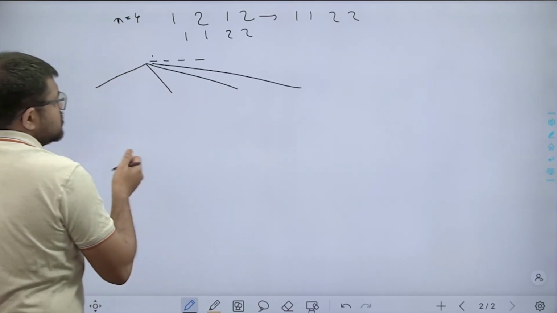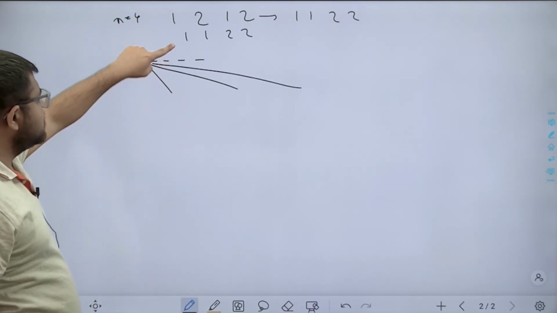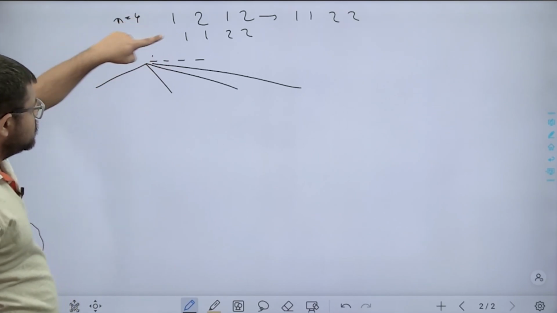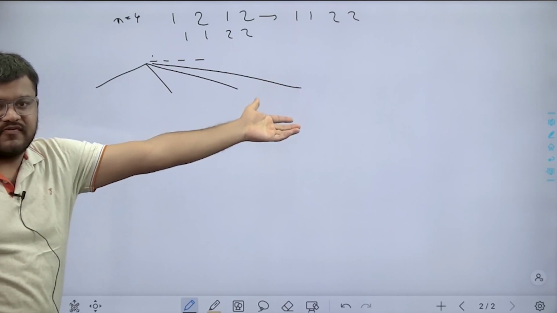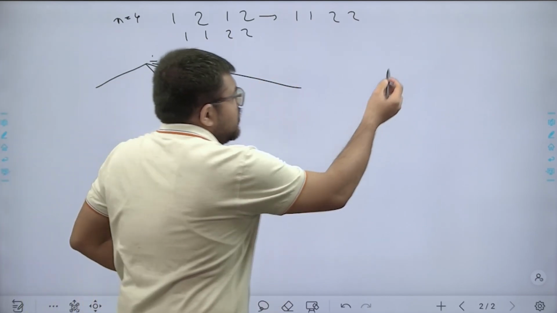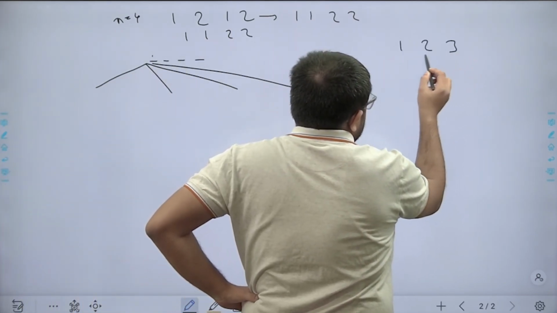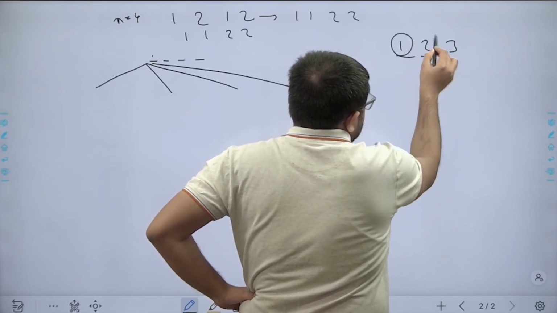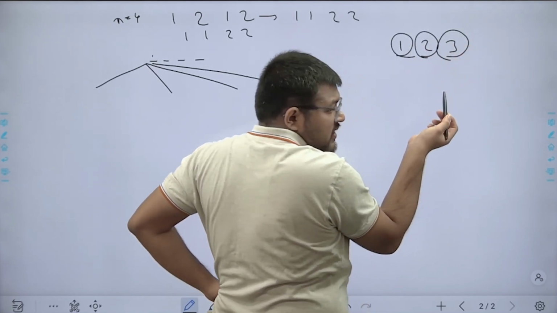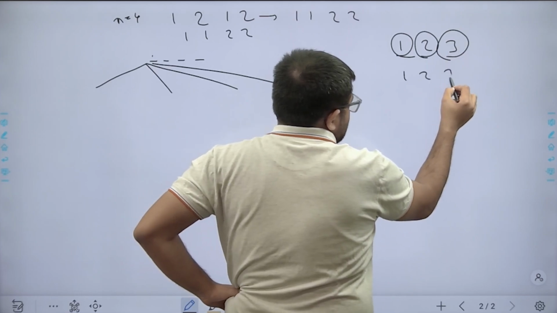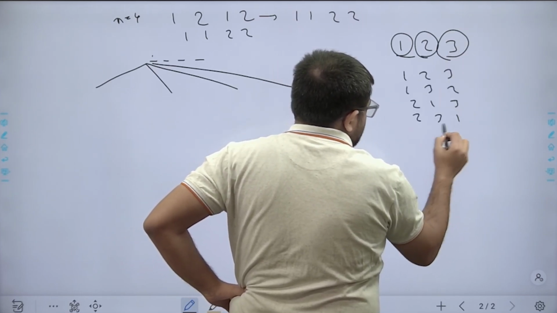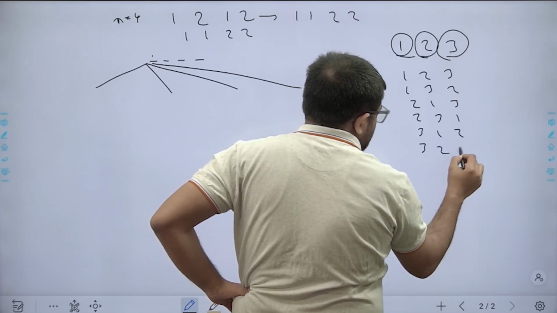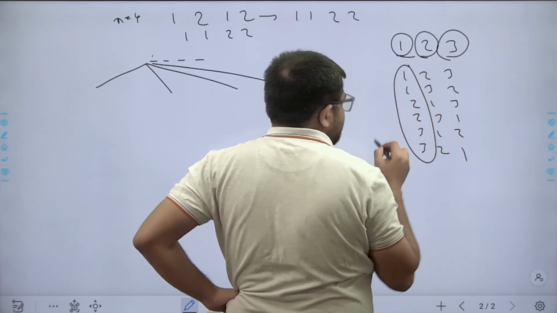In the first recursion call, I will use a for loop in which I will first place this at the first position, then this at the first position, then this, and then this. Are you getting my point? If I have 1, 2, and 3, 1 can be at the first position, or 2, or 3, because I can have 1, 2, 3; 1, 3, 2; 2, 1, 3; 2, 3, 1; 3, 1, 2; and 3, 2, 1. So all 3 values can be at the first position.